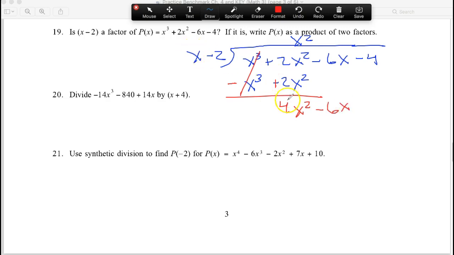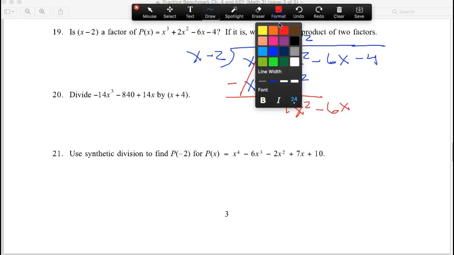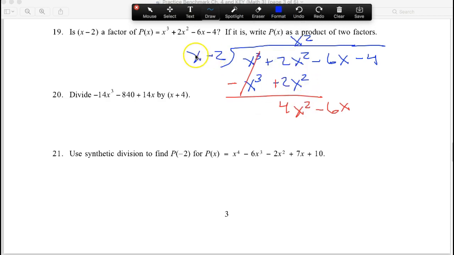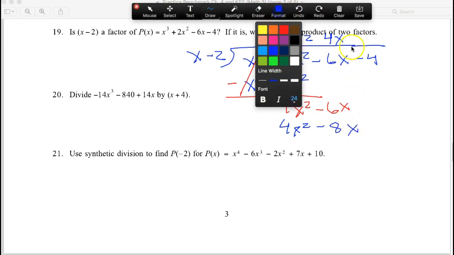How many times does x go into 4x squared? Well, x times 4, first of all, and then I have another x here. So x times 4x gives me 4x squared. 4x times x is 4x squared. So go ahead and do it. 4x times x is 4x squared. And then do the tag along. 4x times negative 2 is negative 8x. Now these add up nicely. If you do it correctly, all your terms will add up nicely.